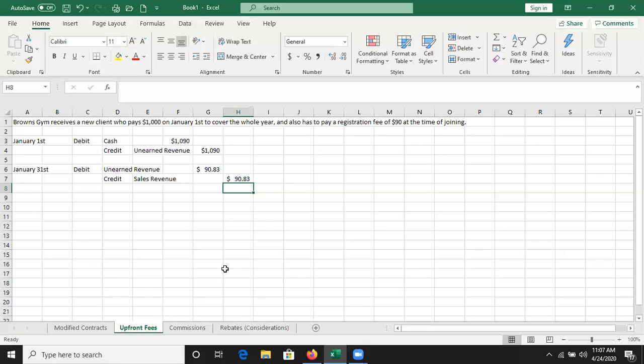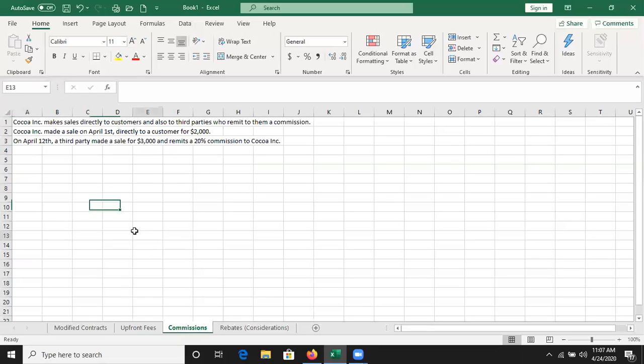Let's keep going. Next thing we're going to look at is commissions. So we have Cocoa Inc. I made this and I don't know what I'm saying. Cocoa Inc. makes sales directly to customers and also third parties who remit to them a commission. So commission is when other people sell goods for you and they pay you a bit of the profits they receive. Cocoa Inc. made a sale on April 1st directly to a customer for $2,000. On April 12th, a third party made a sale for $3,000 and remits a 20% commission to Cocoa Inc.